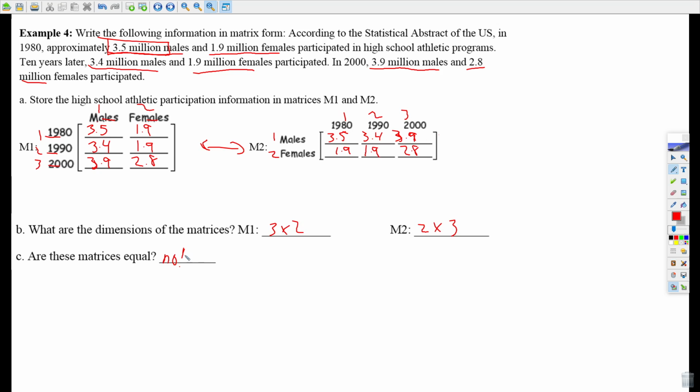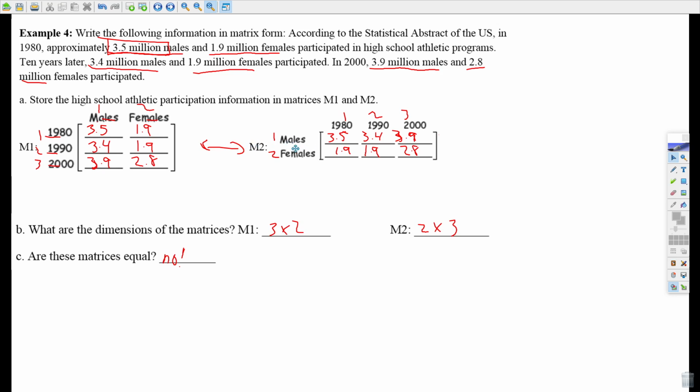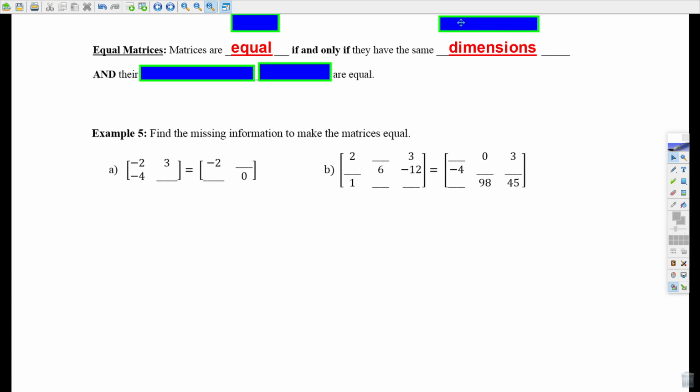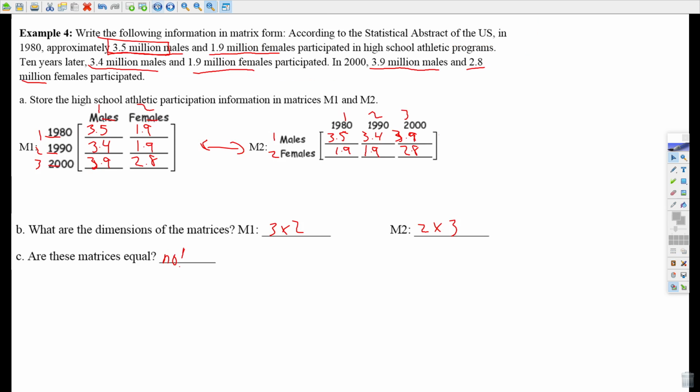In order to answer this question and understand why they're not equal, we have to go to the definition of what makes matrices equal. Matrices are equal if and only if they have the same... what do you think they have to have the same? We already know they have the same information, but what has to be the same is right down here, and that's what we don't have the same of. They have to have the same dimensions, and if they have the same dimensions, then their corresponding elements, the individual objects in the matrix, also have to be equal. So not only do they have to have the same dimensions, which they don't here.